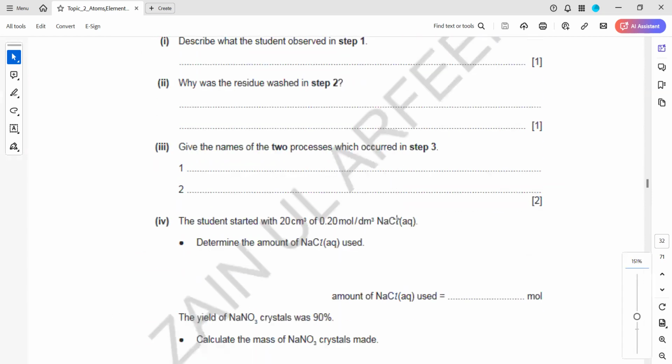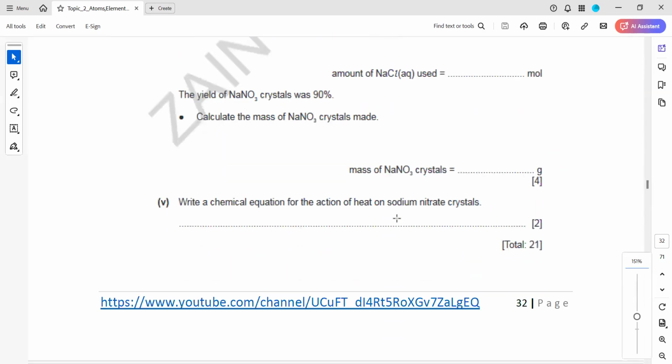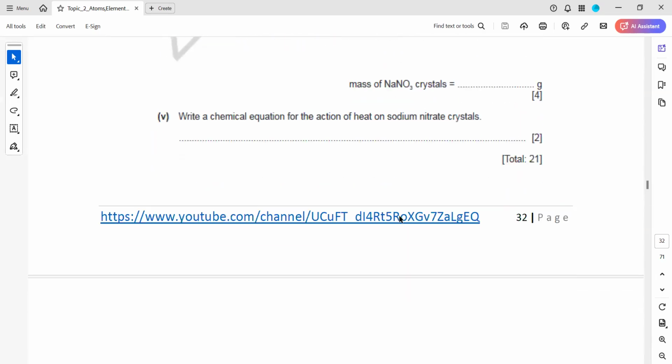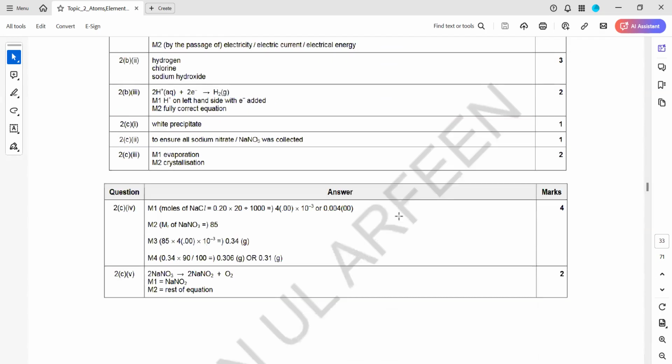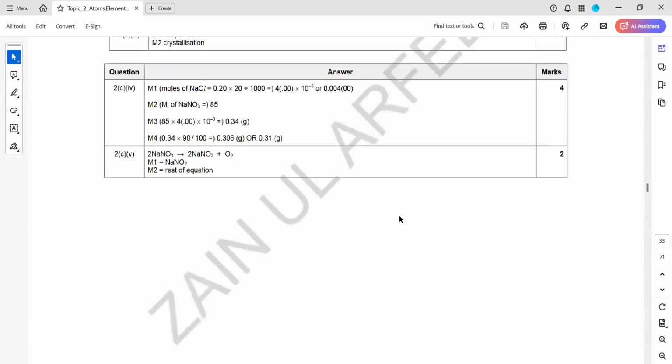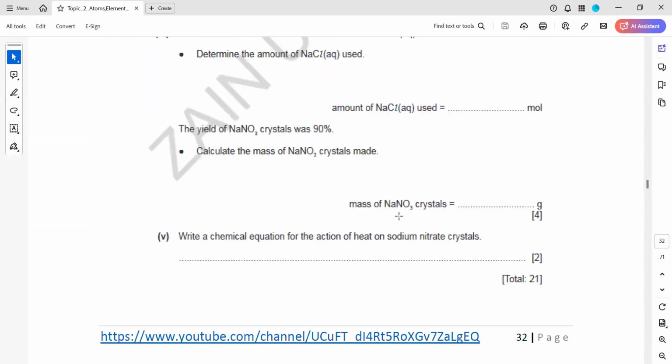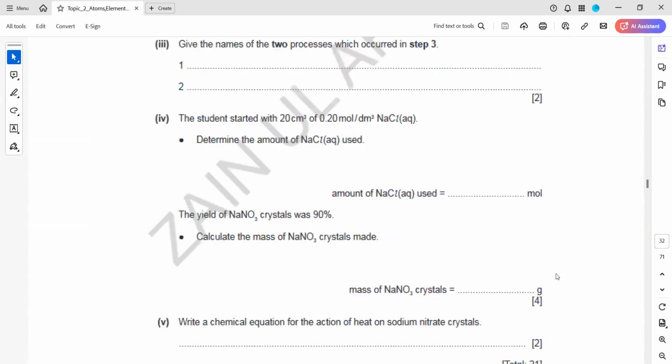This is related to the moles topic. We have to skip it right now. Now we'll do the MCQs, paper 2.